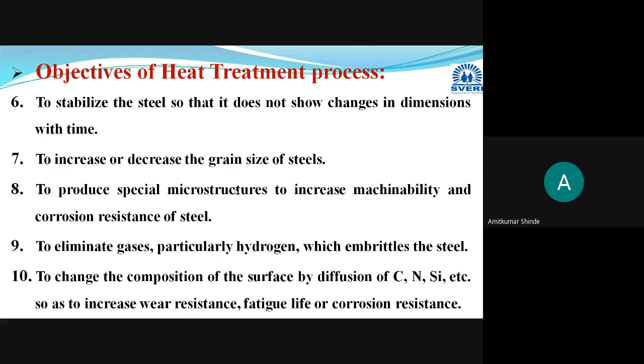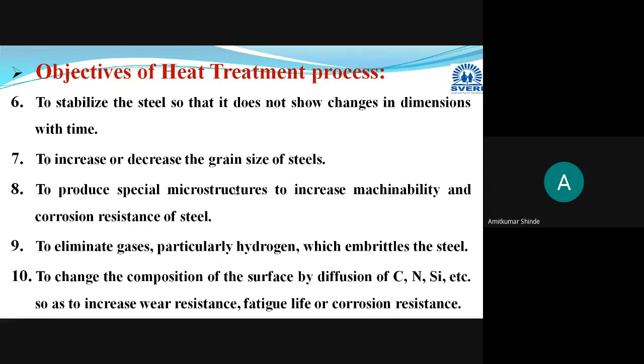The last objective of the heat treatment process is to change the composition of the surface only. Suppose there are certain components like a gear. On the surface it will be subjected to very high wear, and lots of load will act on that surface only. That's why we require very high hardness, wear resistance, or corrosion resistance on the surface of that gear material.